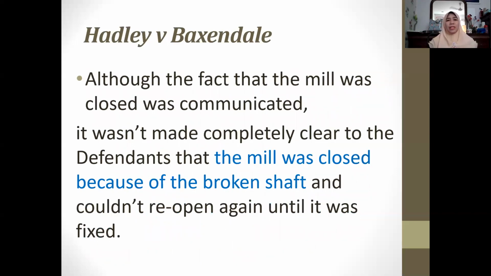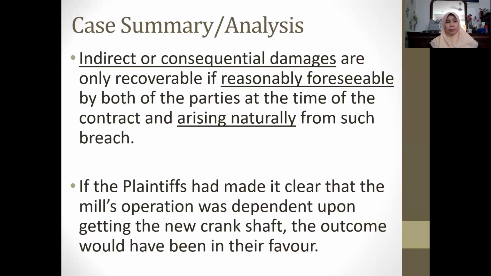And then, although the fact that the mill was closed was communicated, it wasn't made completely clear to the defendant that the mill was closed because of the broken shaft and couldn't reopen until it was fixed. So basically, the defendant knows the mill was closed, but they never know that the plaintiff had one and only one shaft. That's the reason why the mill was closed. Because of the missing of certain facts here, it wasn't made completely clear to the other party. So the plaintiff cannot claim against the defendant for the delay.